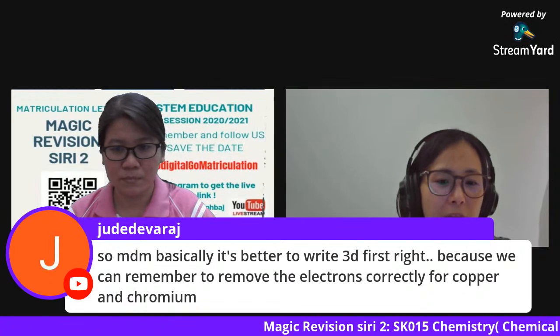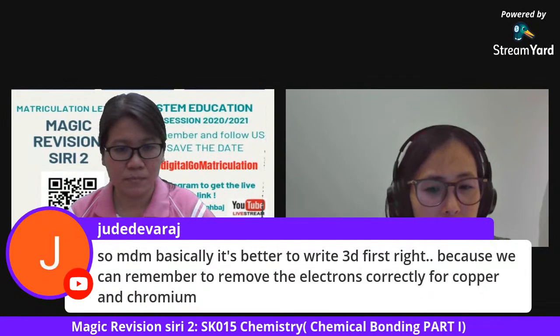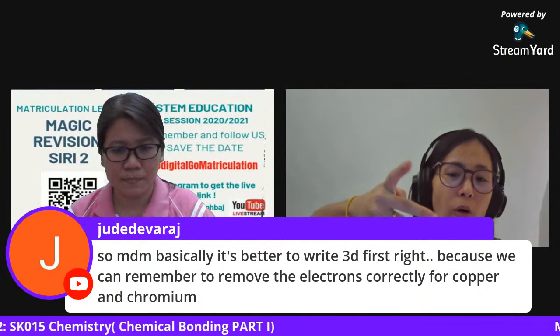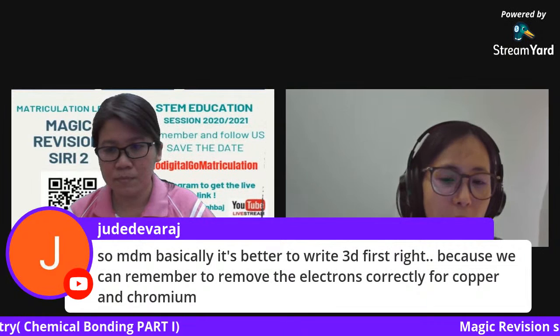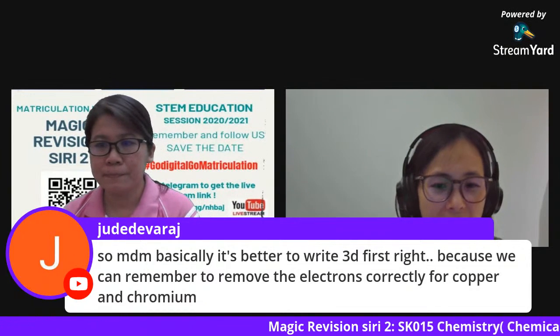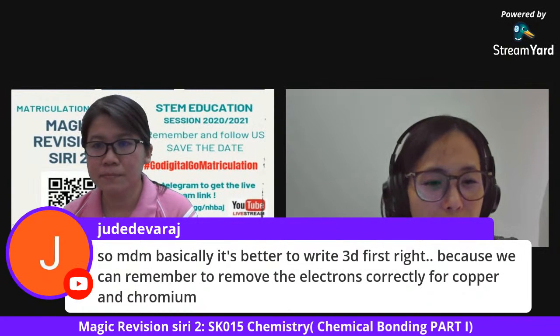But we need to remember to remove electrons correctly. That's why after forming an ion, electrons will be removed from the 4s first, because after being filled with electrons, 4s is actually higher in energy. It's up to you which one is easier for you to remember.